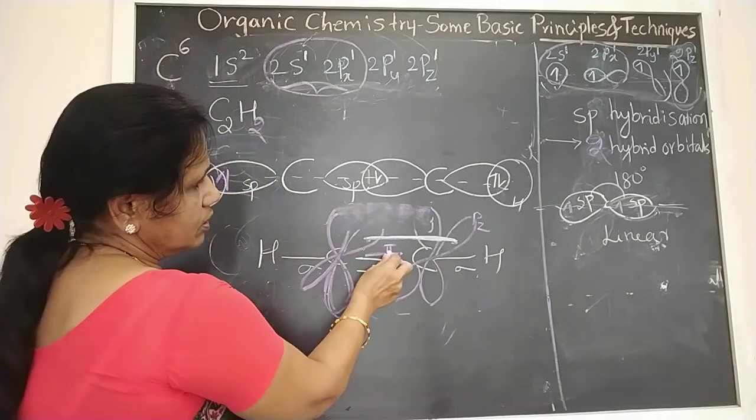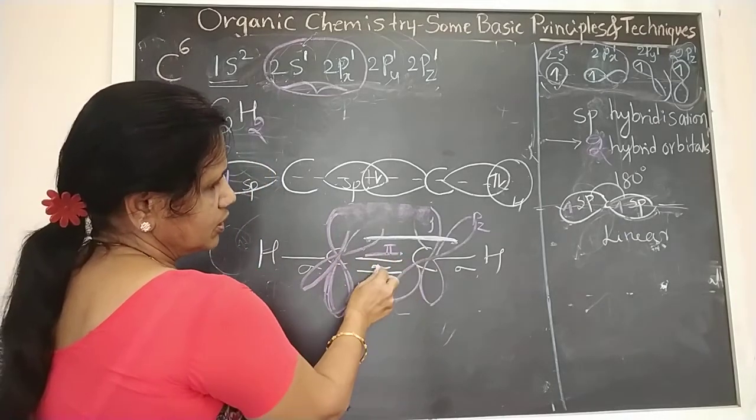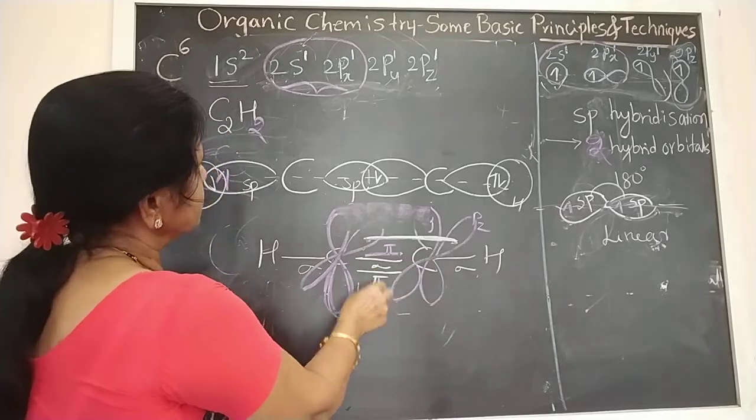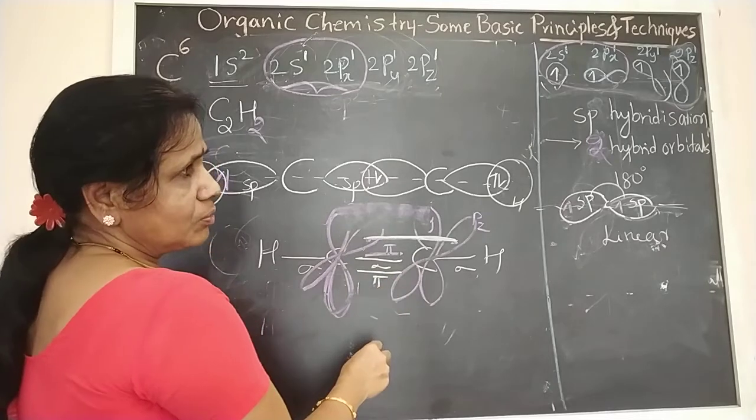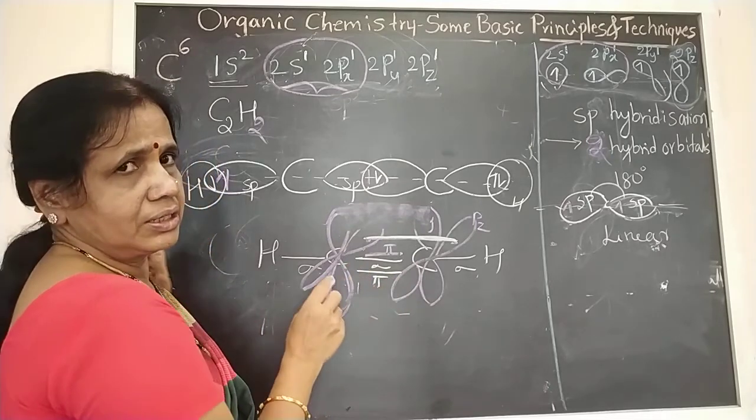Okay, so in between the carbons there is one sigma bond and two pi bonds in the case of ethyne, and the geometry is linear, bond angle is 180 degrees.